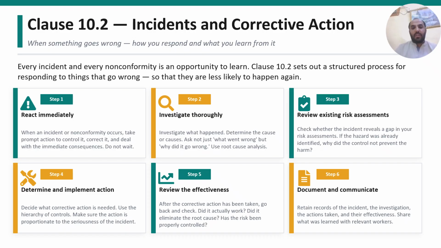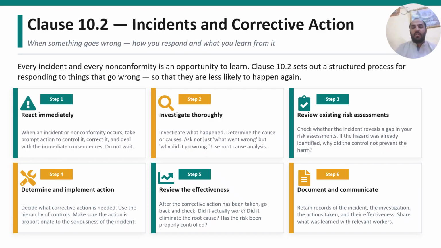The second step is to investigate thoroughly. Once the immediate situation is under control, you go deeper. You investigate what happened. You ask not just what went wrong, but why it went wrong.